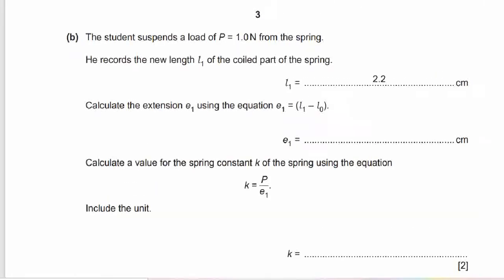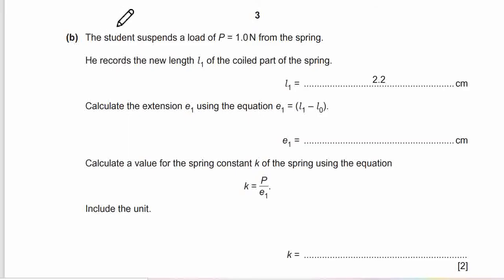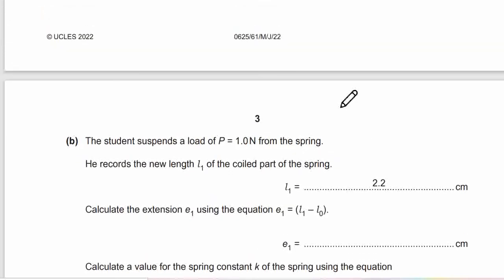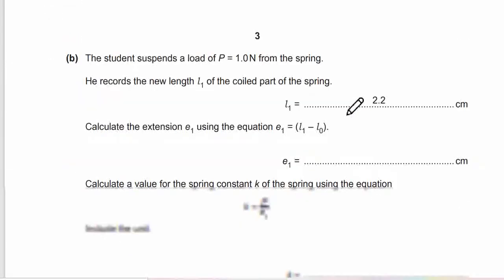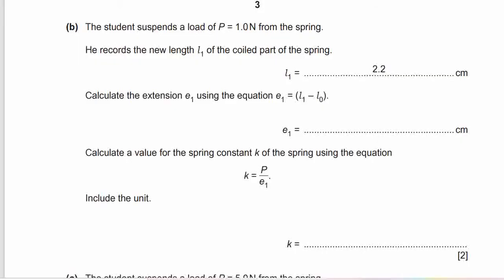Next, let's move to question 1B. The student suspends a load of P equals 1 newton from the spring. He records the new length L1 of the coil part of the spring. Now L1 is 2.2, so from 1.5 now it becomes 2.2. Calculate the extension E1 using the equation E1 equals L1 minus L0. So E1 will be 2.2 minus L0, which is 1.5. So 2.2 minus 1.5 will be 0.7.